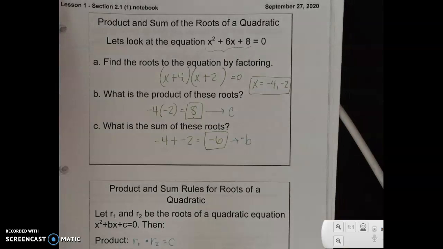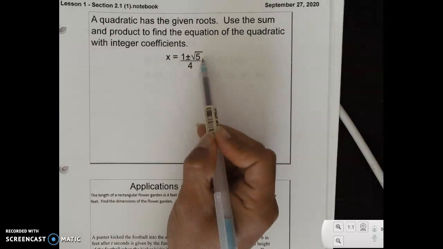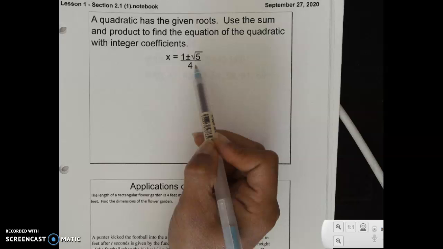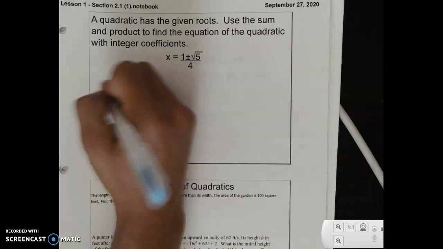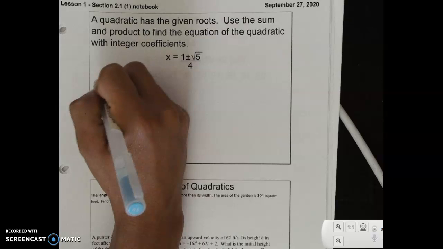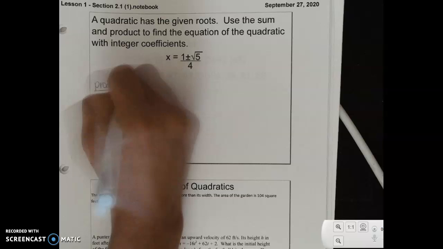So we're going to do an example really quickly that looks at how to use this. Okay, so if we are given roots of a quadratic, we can actually go find what the quadratic is that would give us these roots. Okay, so we're going to use the sum and the product to find the actual quadratic that we have.